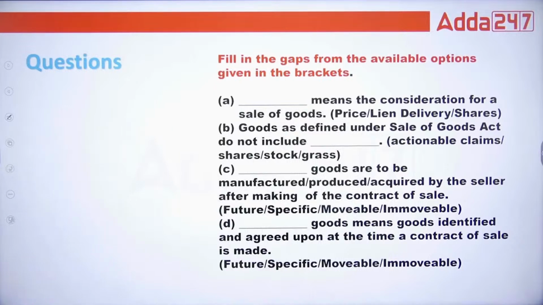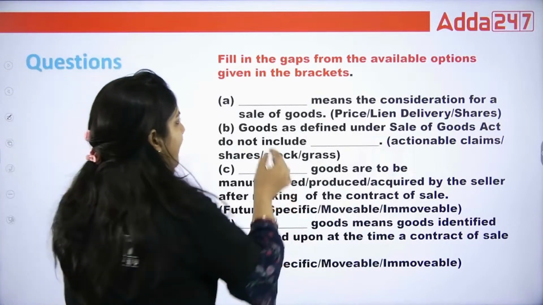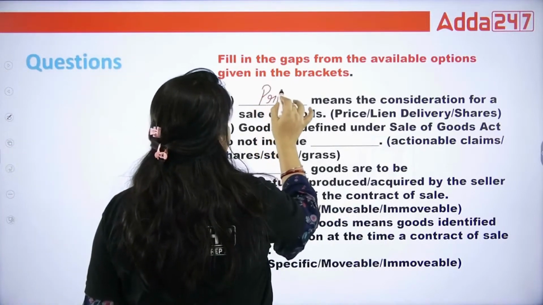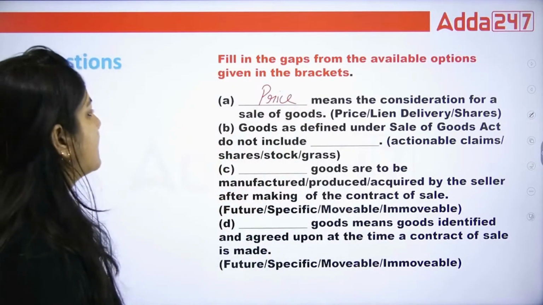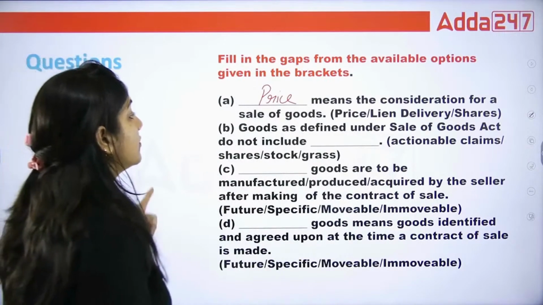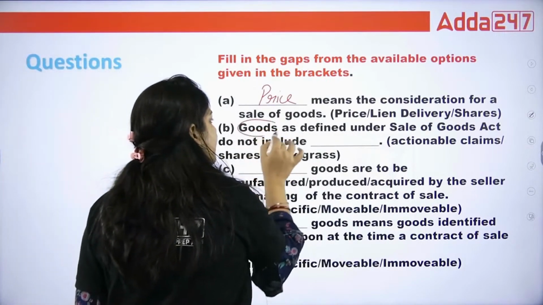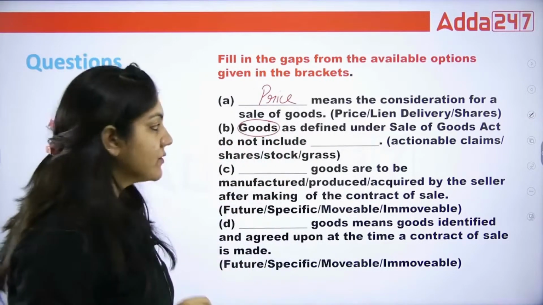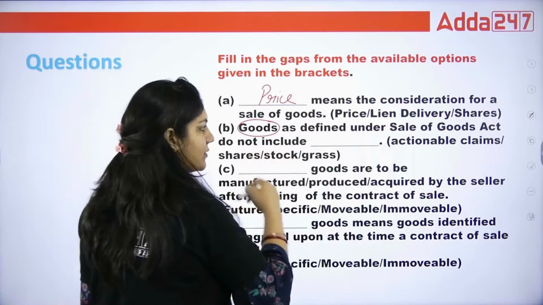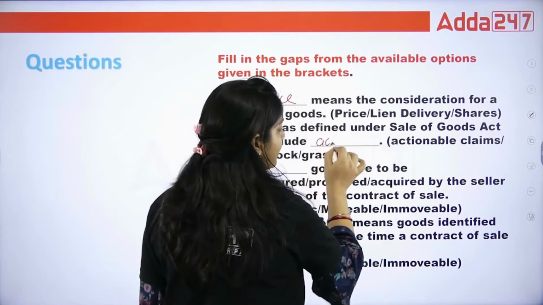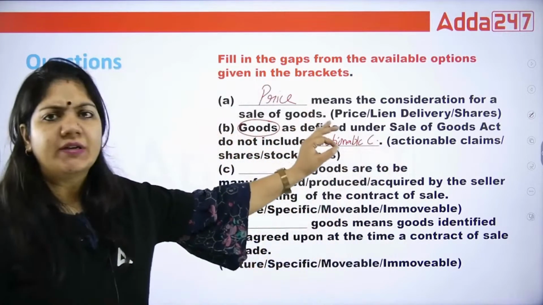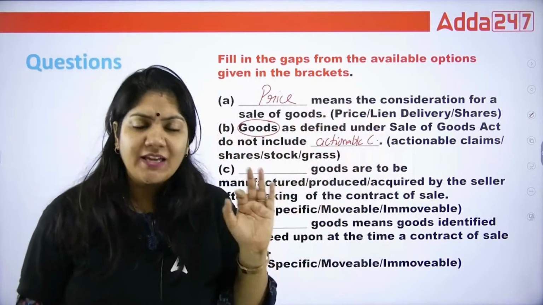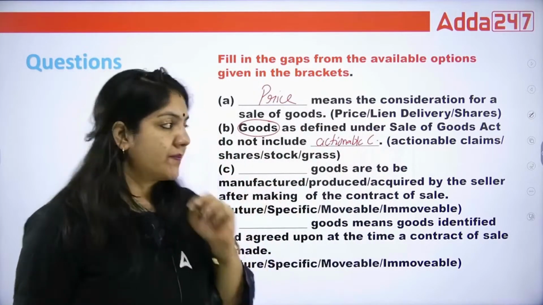Dash is the consideration for sale of goods. So we know that price is the only consideration. Goods as defined under the Sale of Goods Act do not include which? So just remember the definition of goods. In the definition of goods, share is included, stock is included, grass is included, but actionable claim, no. So you can see that each word, each line we have just read in the paid batch.